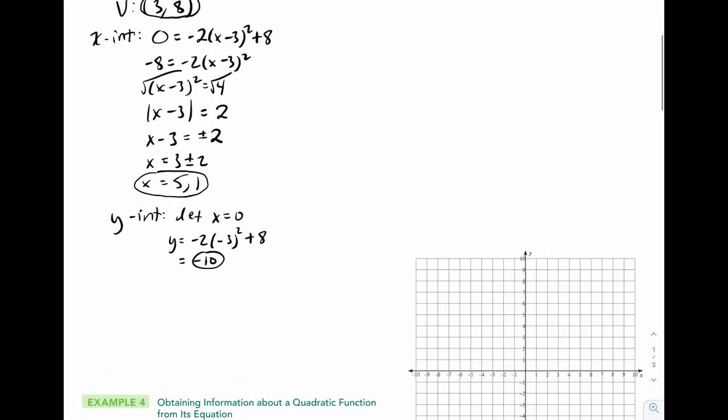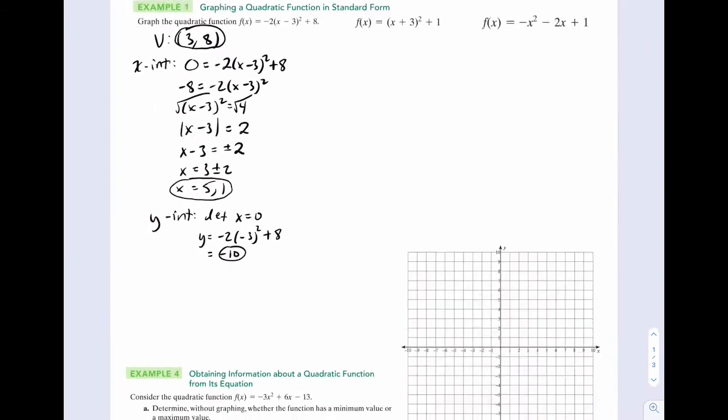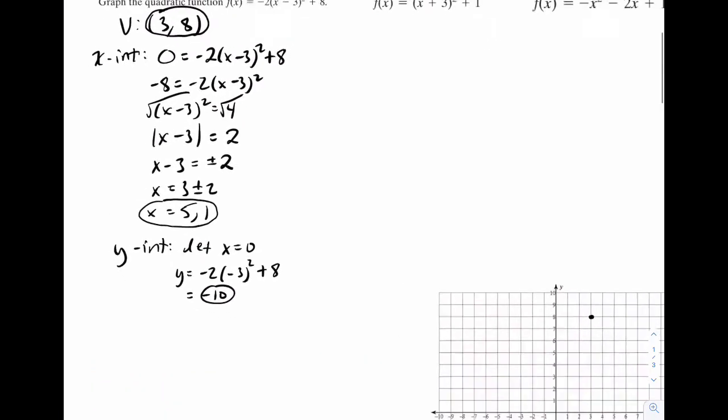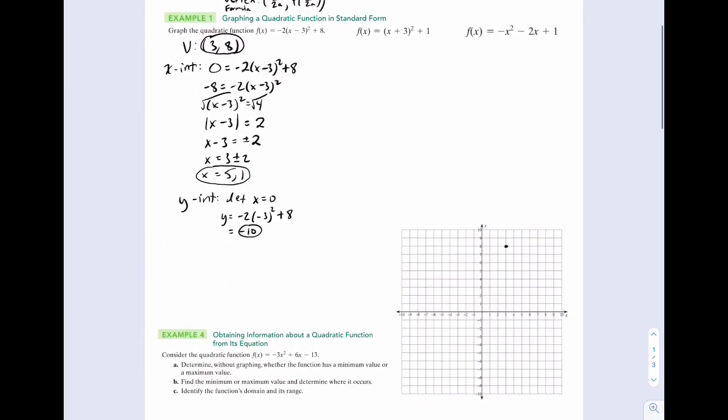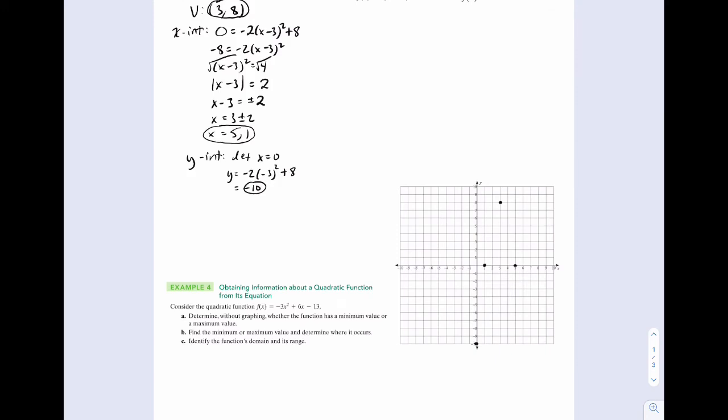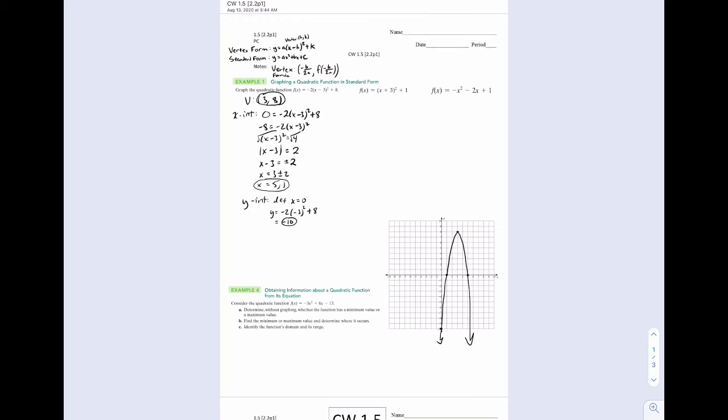So the vertex is (3, 8). So 1, 2, 3, there's 8. I know my x-intercepts are 5 and 1, so I can put 5 and 1. And the y-intercept is negative 10, so I have that right there. And notice how we can graph it like that. Something like that. So there's our first one.